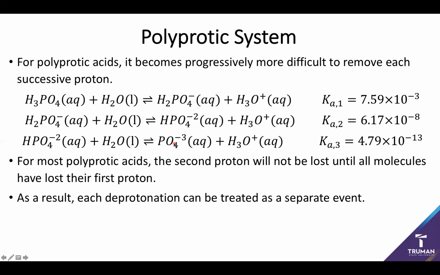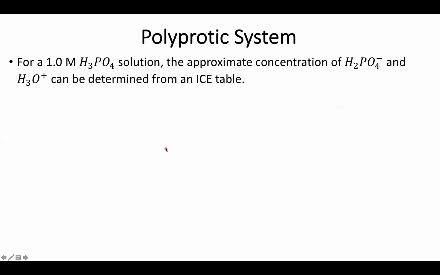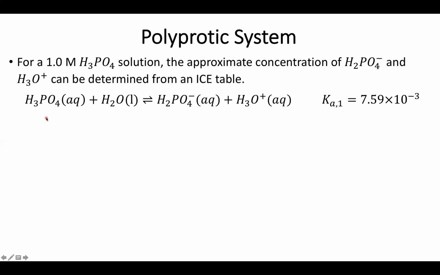One of the things we can do with this is determine the amount of phosphoric acid, dihydrogen phosphate, monohydrogen phosphate, and phosphate in a solution to which I've only added phosphoric acid. See how much of each of these are formed. Really, this will give us a clue of, if I have this reaction, how much do I need to worry about these subsequent reactions? In order to do this, big surprise, we're going to make use of an ice table. If I start with phosphoric acid, I'm going to have to look at this first Ka, so this first acid reaction.